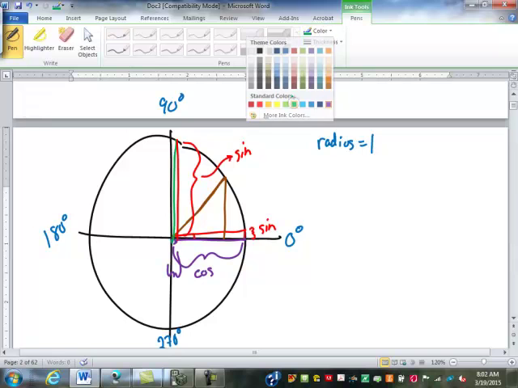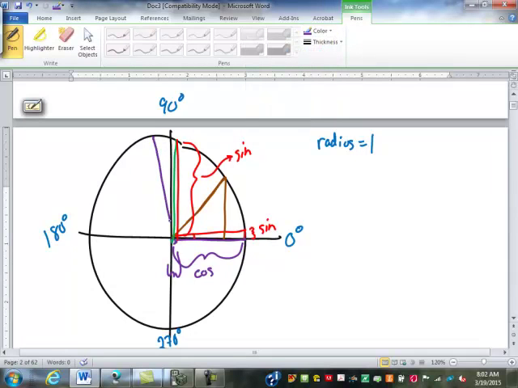Now as we go past 90 degrees, like right here, just past 90 degrees, the sine is still that height right here. It is still almost 1. It's still pretty big, close to 1. The cosine is still pretty small, but what's different about the cosine here than it was over here? It's now negative. It's on the negative side.